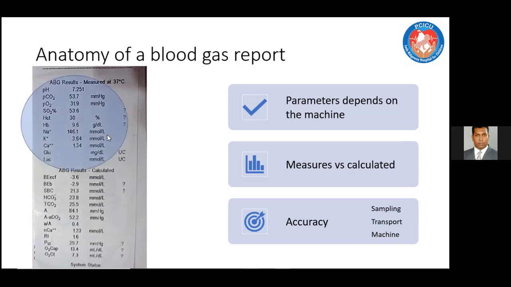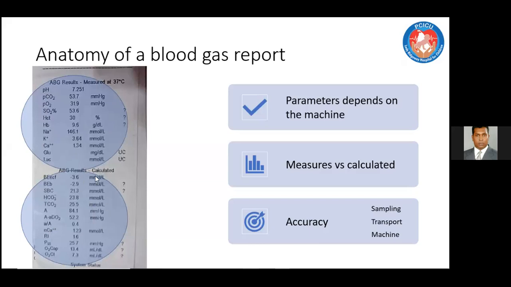If you look at the blood gas, the first thing is that these parameters are arranged into two areas, and the first area is limited to measured parameters. Some of the parameters are actually measured by the machine, and the next group is calculated from these measured ones. So you need to know whether these are measured ones or calculated ones.